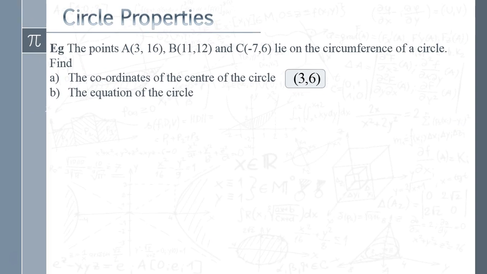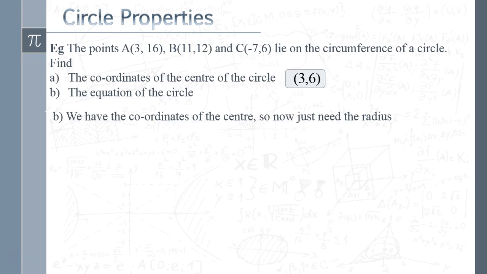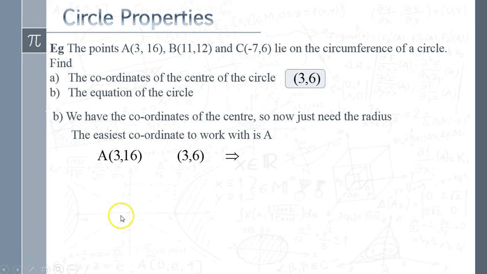Okay, moving on, we've got the coordinates of the centre. We need the equation of the circle, so for that we need the centre, and we also need to know the radius. If we have a little look at how we work out the radius, the easiest coordinate we can work with here is coordinate A, because if you have a look at those two things, notice the x coordinate is the same, so the distance from A to our centre is clearly just going to be 10 vertical units.